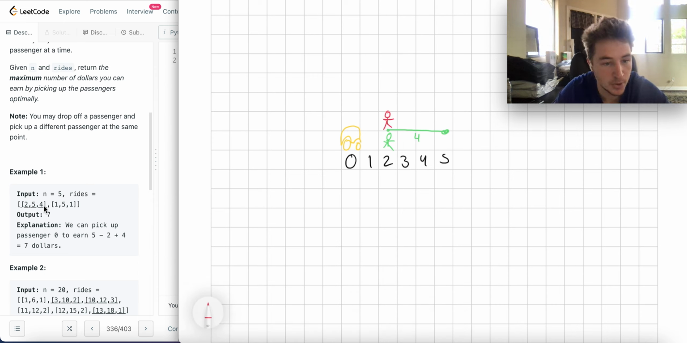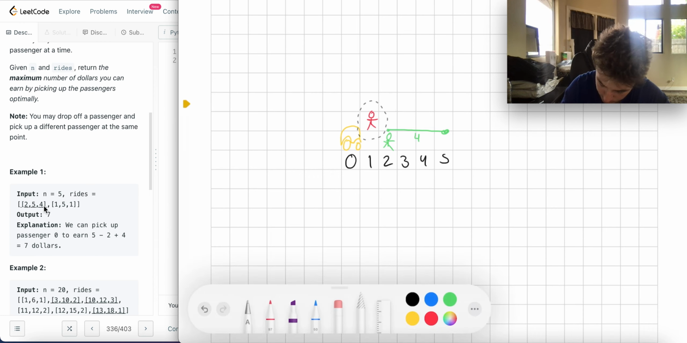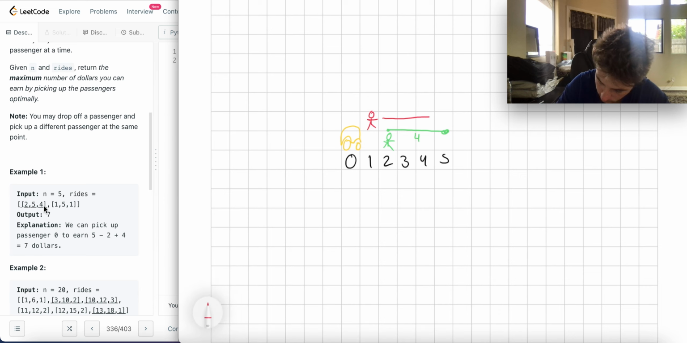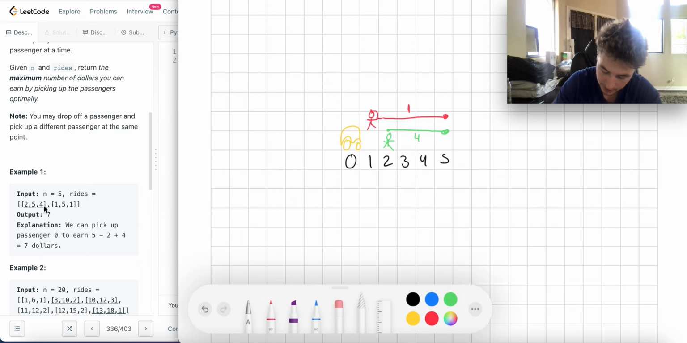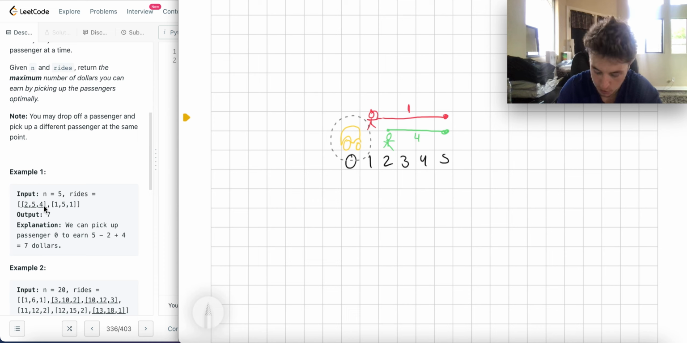And then there's this other person at position 1, and they want to go to position 5, right? And they're willing to give you $1. Okay? So obviously in this system, it's pretty clear, for this simple example, that you should skip this person, because this red person's only going to give you $1, and take this person and take it down the path, right? So I think that's pretty simple, for a simple example, and that's what we can see here.